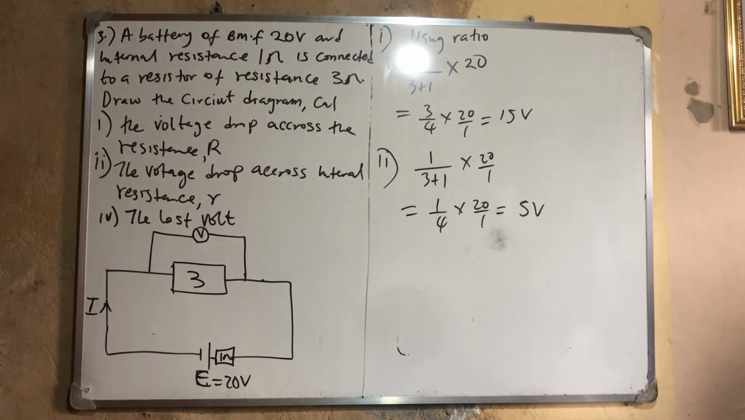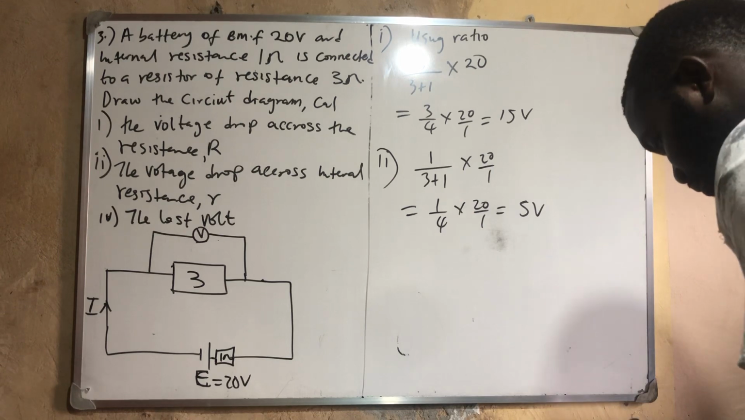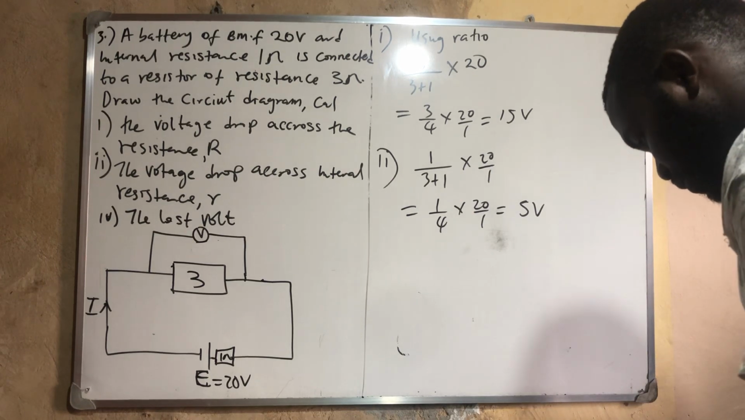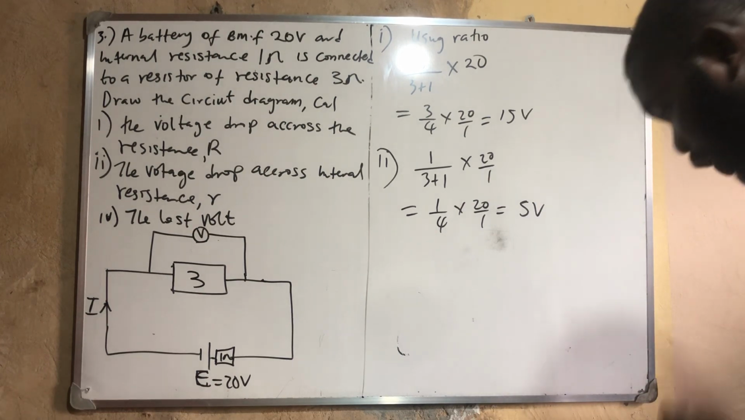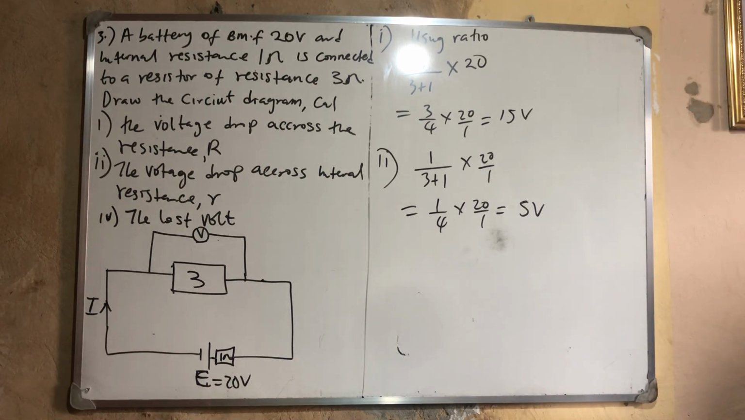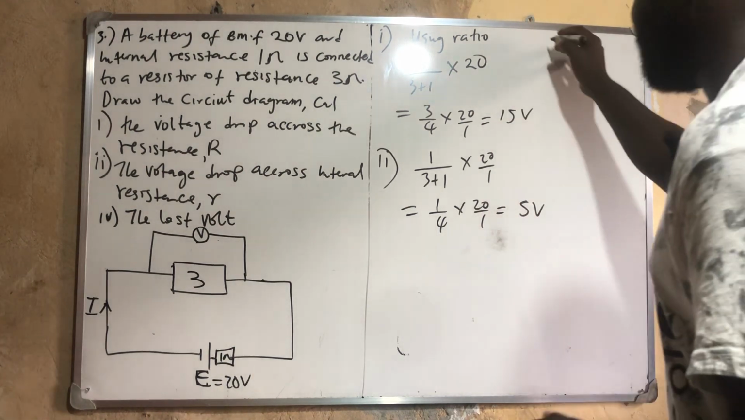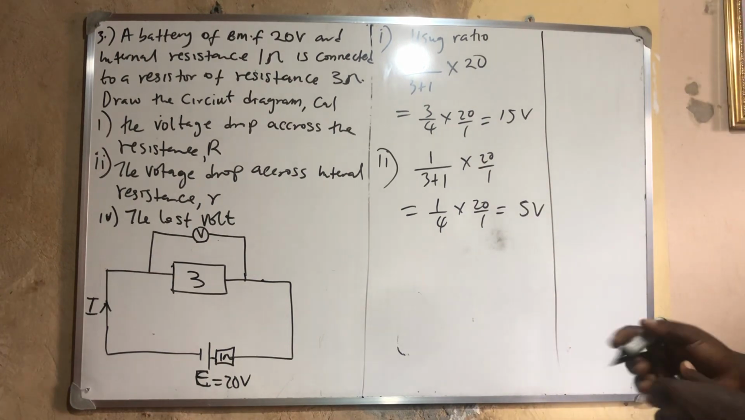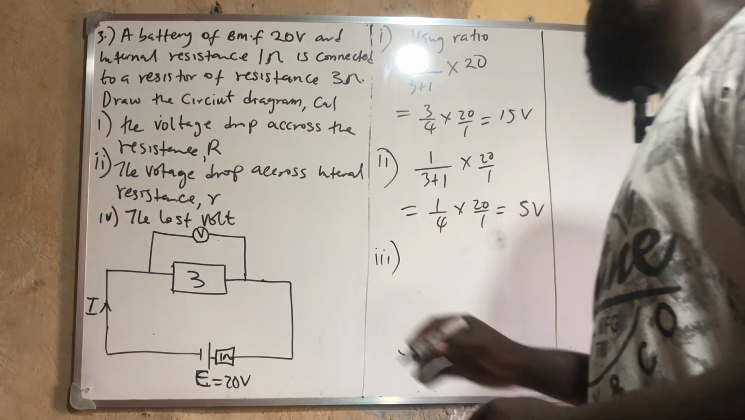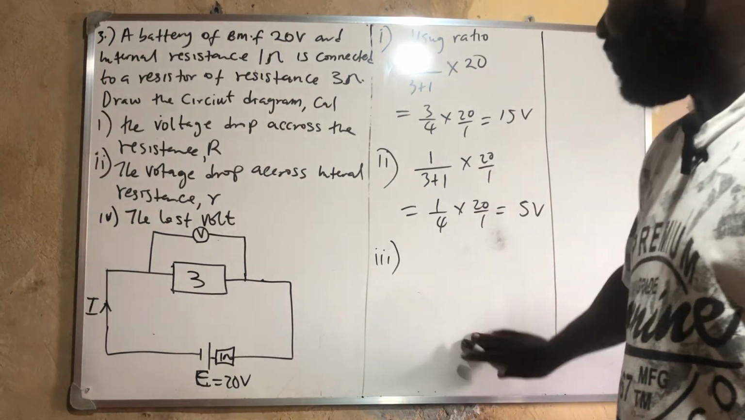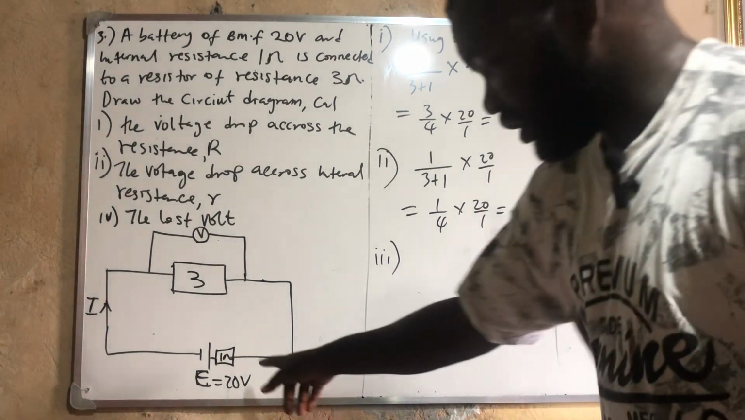So the next thing we are asked to calculate is the lost voltage. Before we calculate the lost voltage, I hope you know that we can do this without using this ratio. If you don't use ratio, you can still get the answer. But let us just finish what we are doing, then we can get it alternatively. Then I, the lost voltage. Don't forget what I told you about the lost voltage: the lost voltage is the small one. The lost voltage is found here.